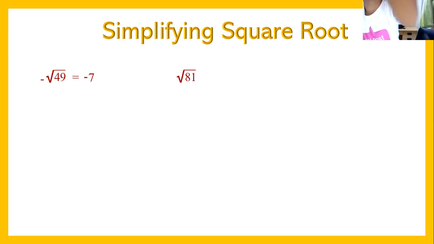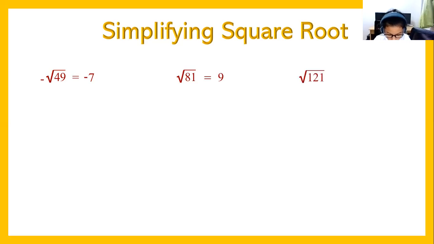9. What about 9? 9 times 9? 81. So is it the number we're looking for? Yes. All right. So square root of 81 is positive 9. Let's go to the next number.